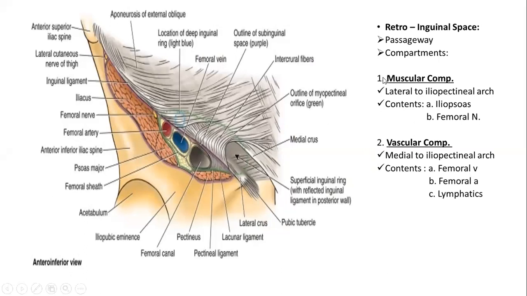What is the purpose of retroinguinal space? Since we have established that it's a passageway for what? For the structures passing from abdominopelvic cavities to enter the lower limb. So this passageway is basically doing what? It is connecting the abdominopelvic cavity with the lower limb.